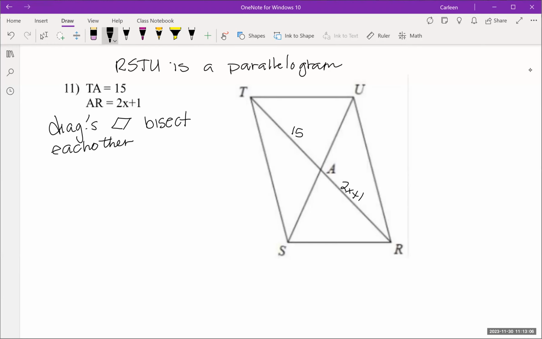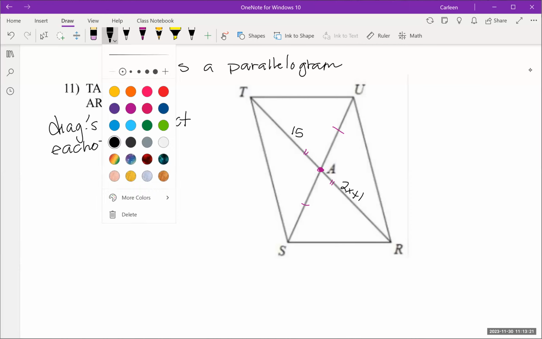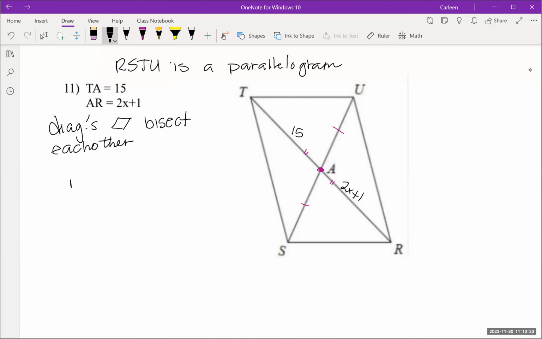So what's my equation? If the diagonals of a parallelogram bisect each other, that means this one is equal to that one. This is the midpoint of both diagonals. So what's our equation? All right. So 15 is equal to 2x plus 1. And we're going to solve. We're going to isolate the variable. 14 is equal to 2x. Divide by 2, x is equal to 7.